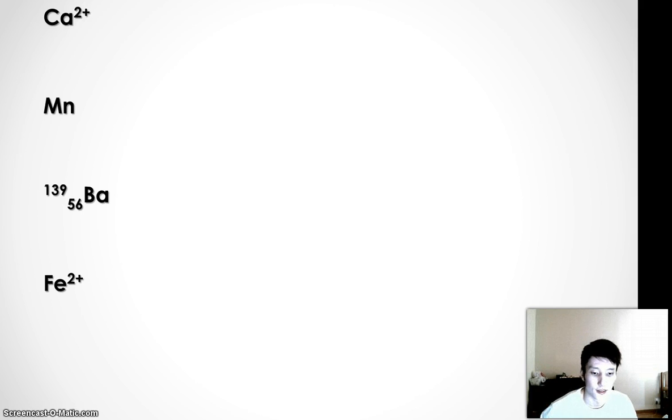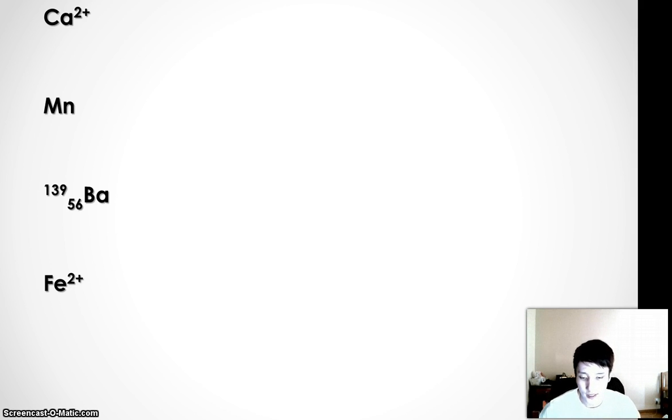Calcium 2 plus, so the cation for calcium. Calcium is atomic number 20, so 20 protons. The mass is 40, so the neutron number will be 20 as well. Since it's a 2 plus cation, we have more protons than electrons. Remember, we can't add more protons, we have to take away electrons. So that means we only have 18 electrons.